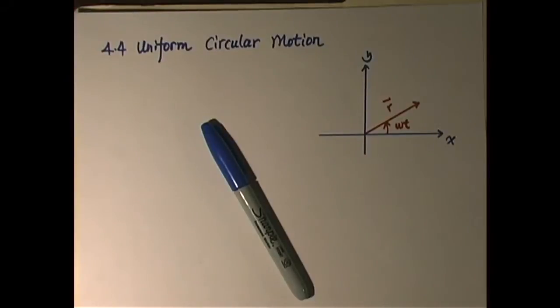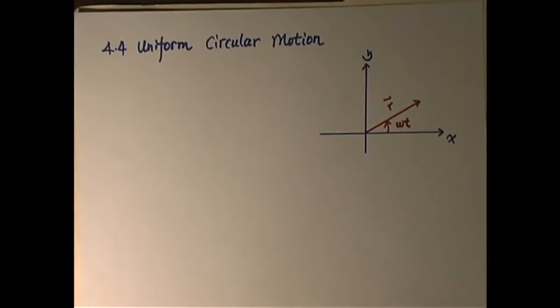Uniform circular motion is a very special kind of motion. First of all, uniform means that the speed of the particle or the object is a constant. However, because it's circular motion, the velocity is not constant. Velocity is a vector. It has direction and magnitude.